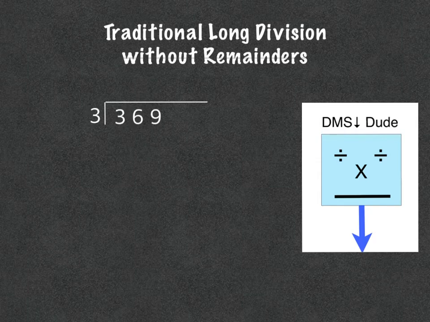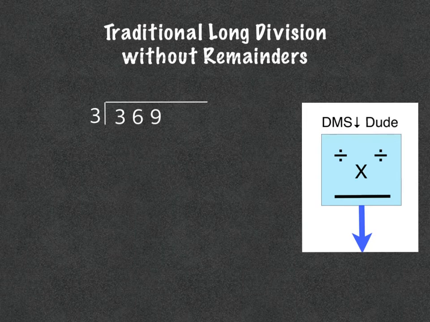So our first problem looks like this. So we're going to have 3 as our divisor. So the outside number is our divisor, and our dividend is this number under here, the 369. And our quotient is going to be our answer. So the way that we need to do this is we're going to start off with dividing.